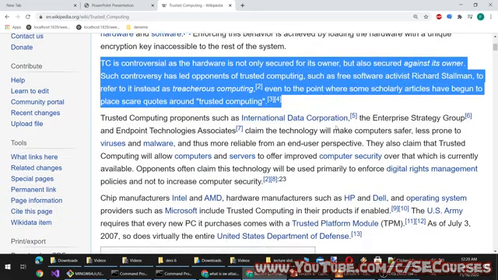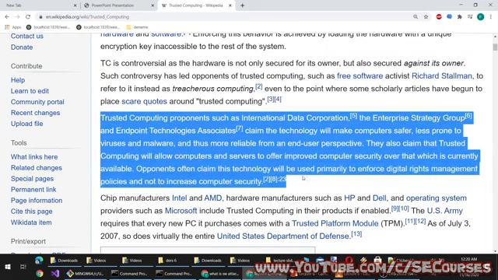TC is controversial as the hardware is not only secured for its owner, but also secured against its owner. Such controversy has led opponents of trusted computing, such as free software activist Richard Stallman, to refer to it instead as treacherous computing. Even to the point where some scholarly articles have begun to place scare quotes around trusted computing.